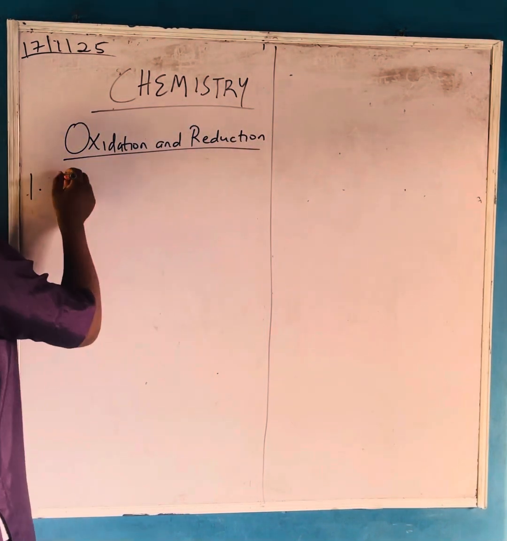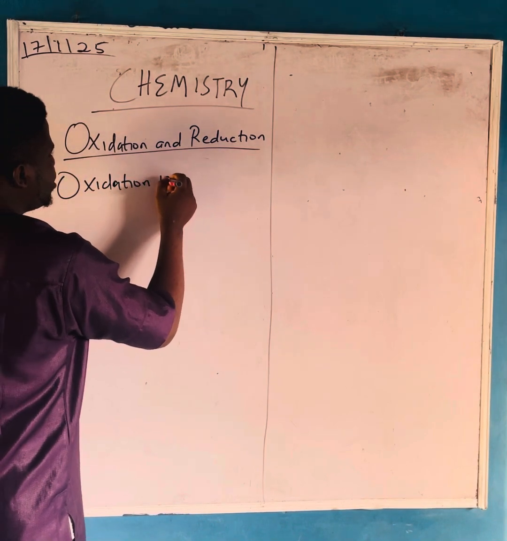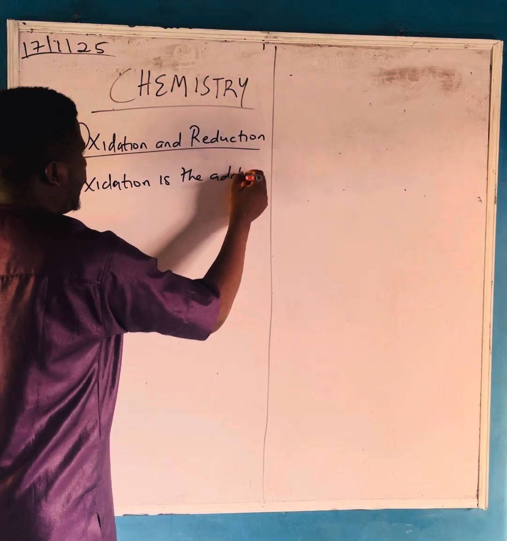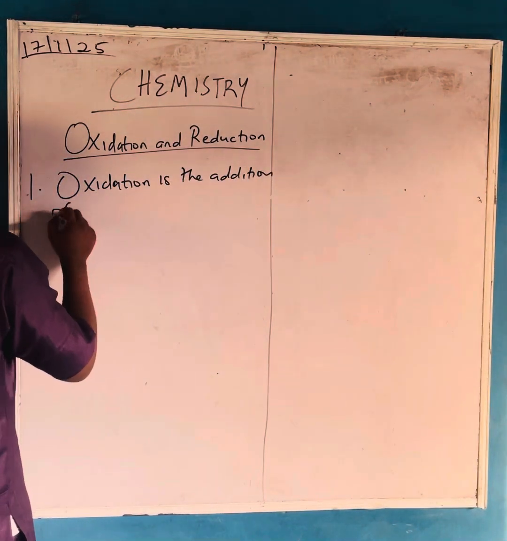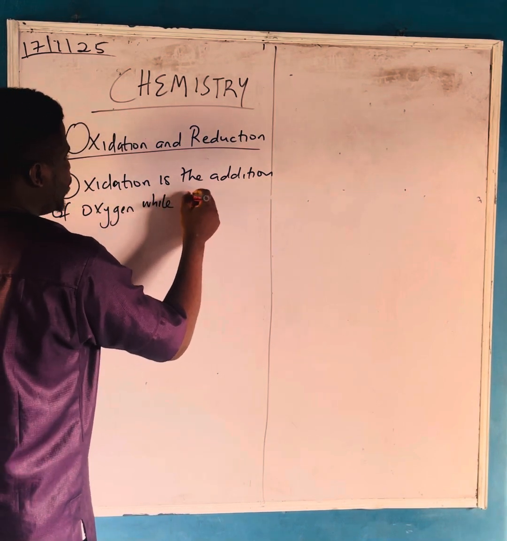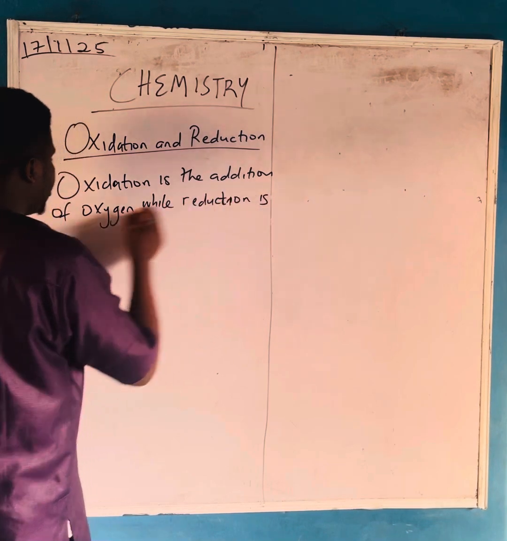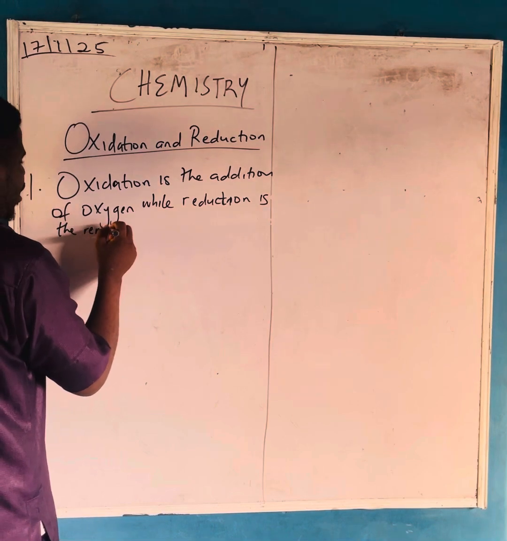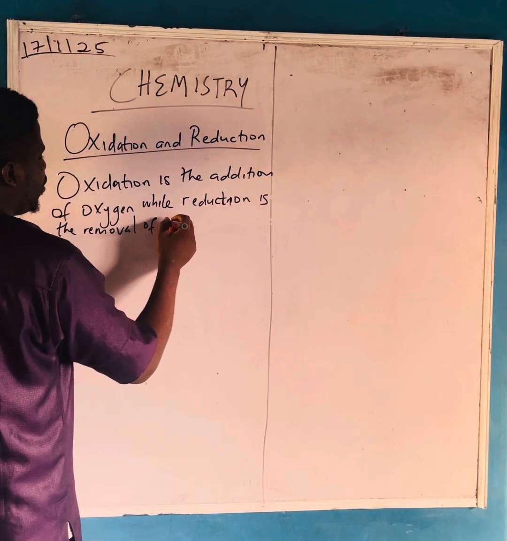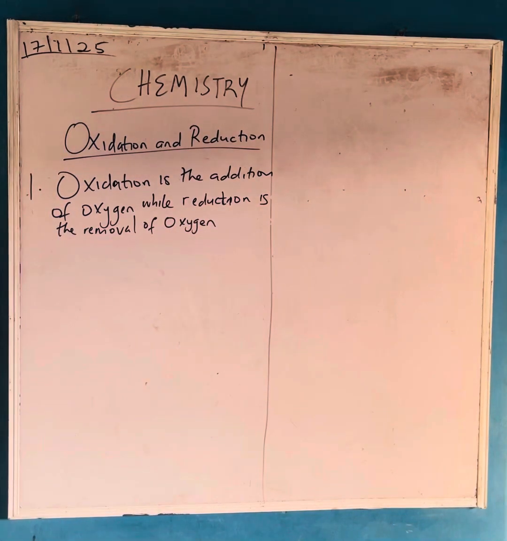So the first definition is that oxidation is the addition of oxygen, while reduction is the removal of oxygen. So oxidation is the addition of oxygen and reduction is the removal of oxygen.